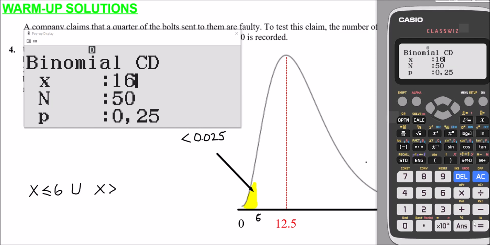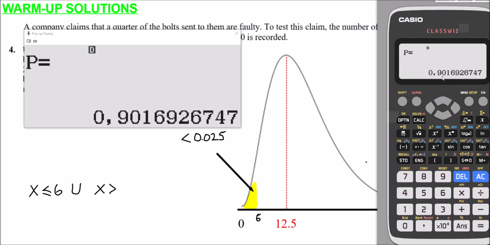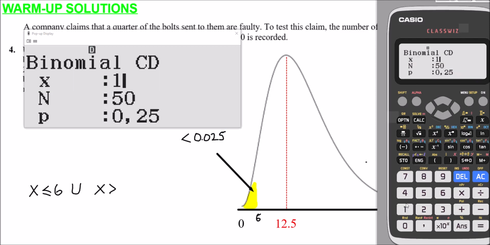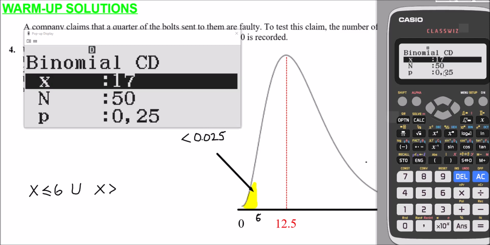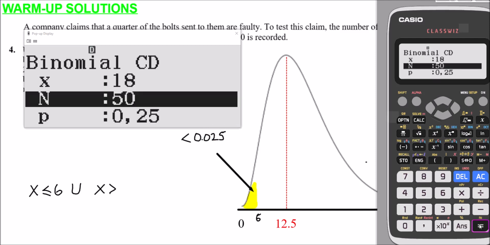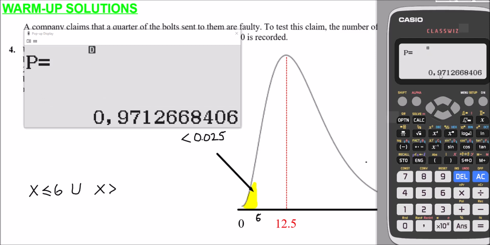Let's try 16. 0.90-ish. So 1 minus about 0.90 is 0.10, but 0.10 is still bigger than 0.025. Try 17. Now we're getting close. That's about 95%. 1 minus 95% is about 5%, but 5% is 0.05, which is still higher than this one. Let's try from 17 going up to 18. Now we're getting close. So that's about 97%. 1 take away 97% is about 3%. That's still higher than this one.